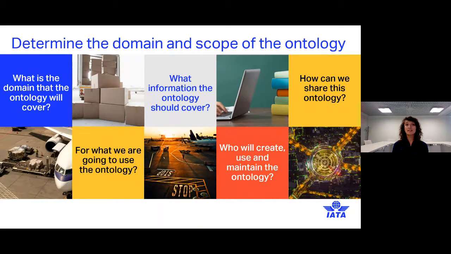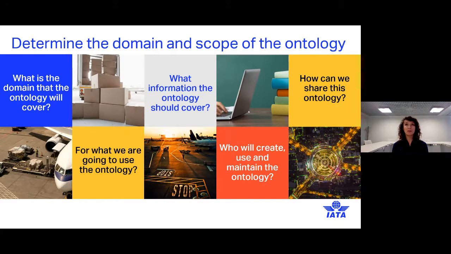Then, what was the purpose for which we are going to use this ontology? For us, one of the main reasons was to replace the legacy system and the processes based mostly on paper with a completely digitalized view of the shipment. Then we were also thinking about what kind of information this ontology should cover. This was also quite easy because we are aiming at covering the whole freight supply chain processes.